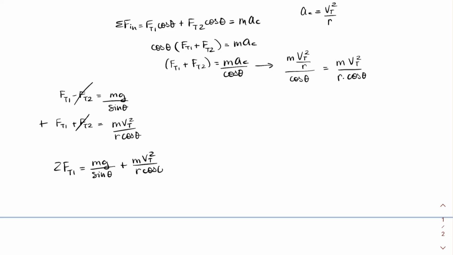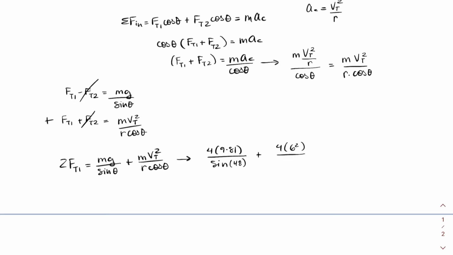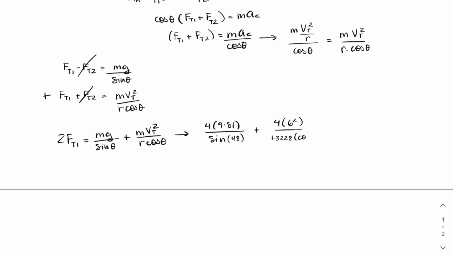Now we just simply plug in our values, which right here would be 4 times 9.8 over sine of 48 plus 4 times 6 squared over 1.3228 times cosine of 48 equals 2 times force of tension 1. So this is approximately 216.8914 equals 2 times force of tension 1. Divide both sides by 2 and you get force of tension 1 is approximately 108.445 newtons.